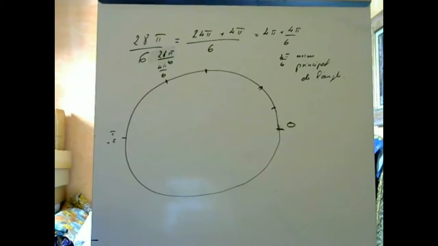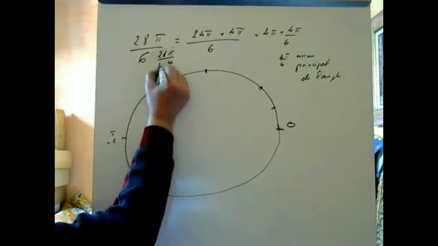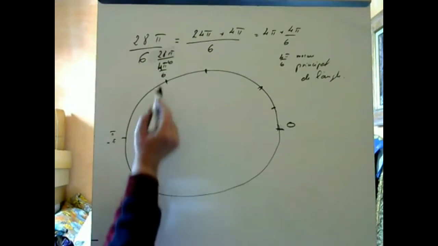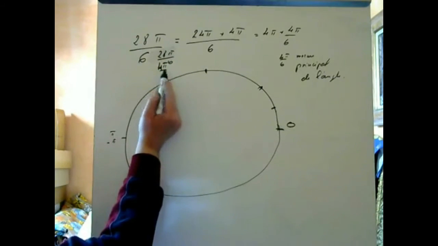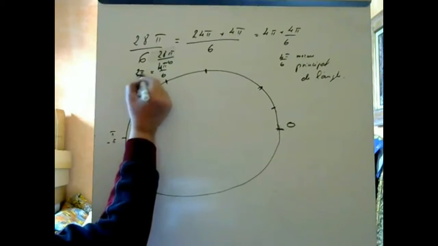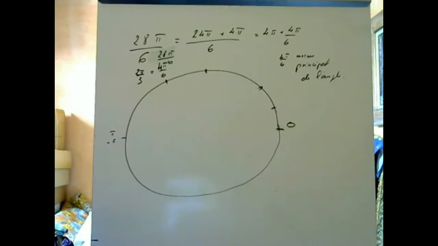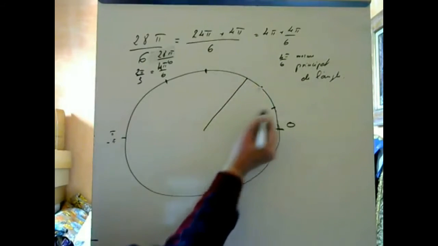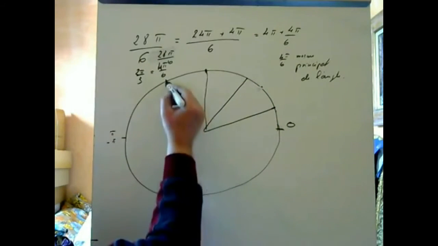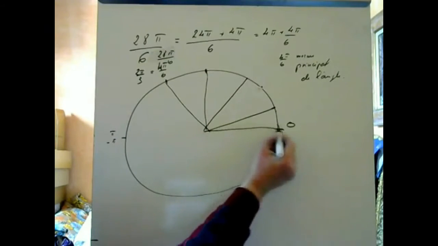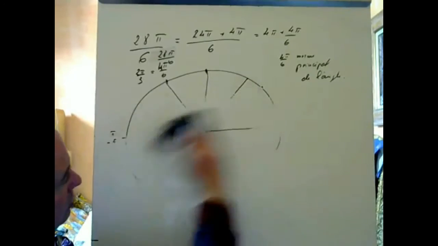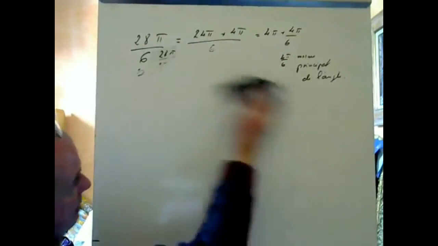Also, we can simplify 4 pi over 6 to 2 pi over 3. So we divide by 2, top and bottom, and we get 2 pi over 3. Okay, so I have my 4 portions of pi over 6. 1, 2, 3, and 4. There we go. Okay? So let's do another angle just to make sure you understand well.